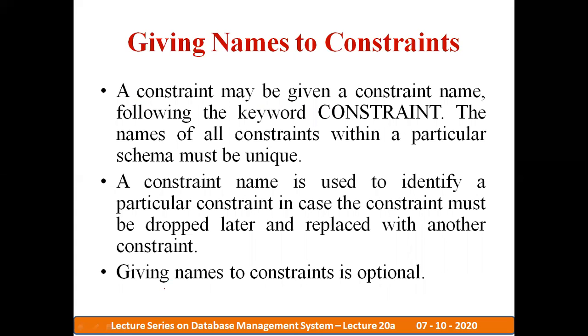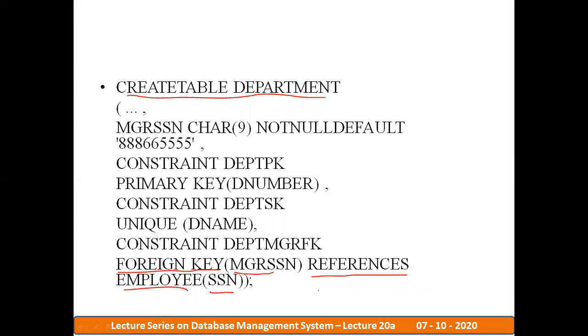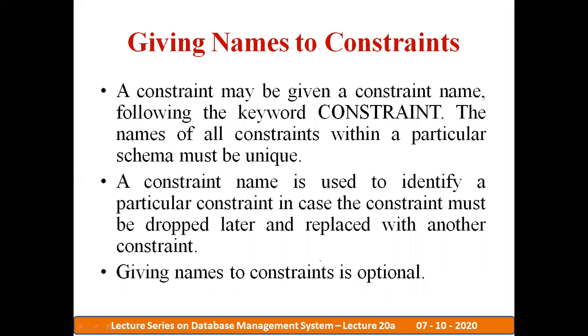Now, as you could see previously, the constraints were given some names. That is what we are discussing here, giving names to the constraints. A constraint may be given a constraint name. Following the keyword CONSTRAINT, we need to give the constraint name. The names of all the constraints within a particular schema must be unique. That means there cannot be repetitions of the constraint names.